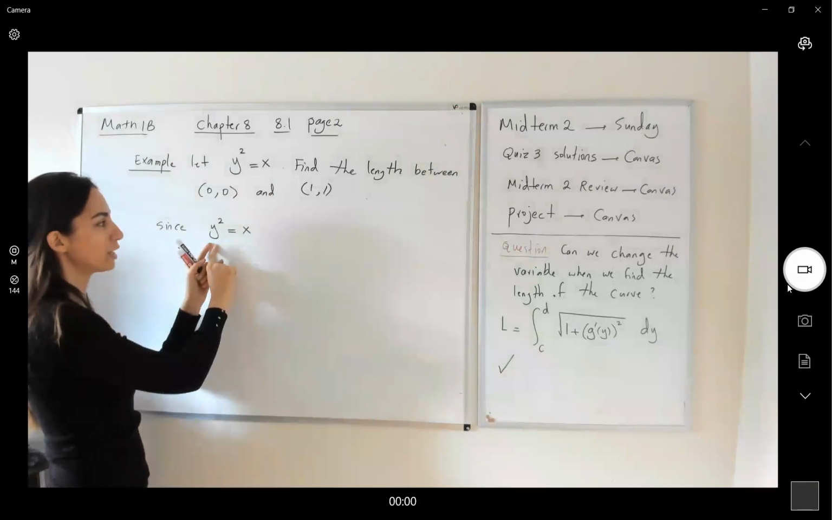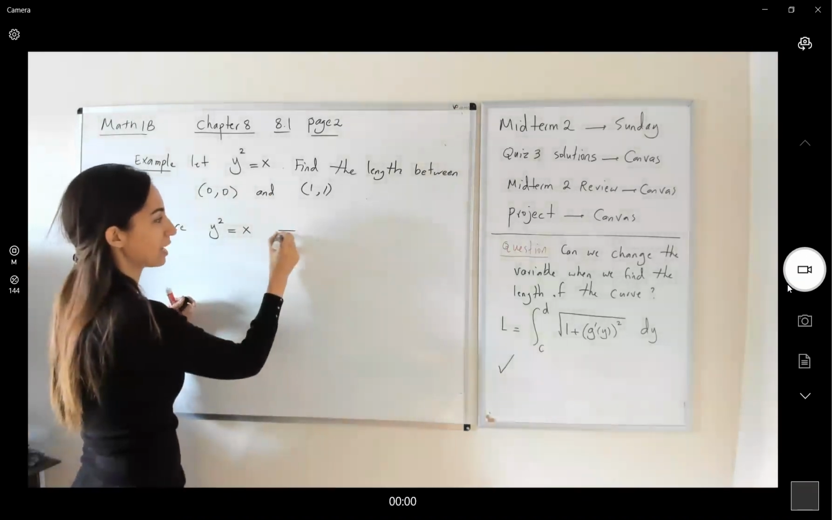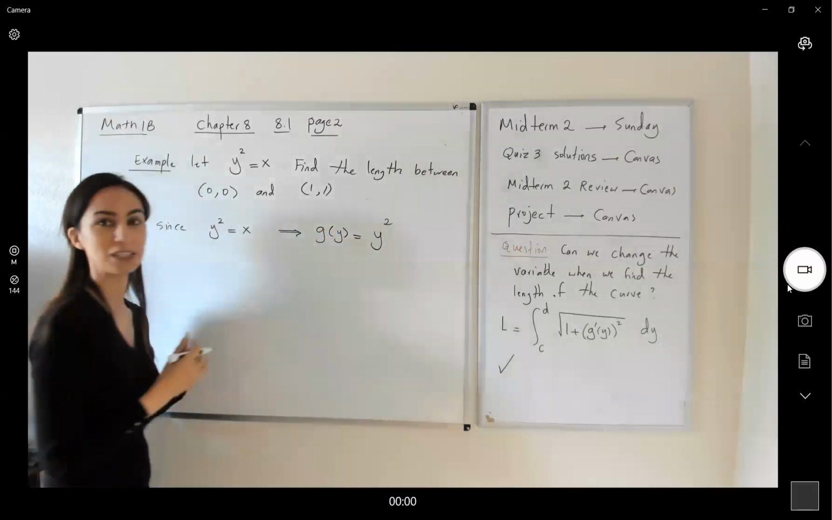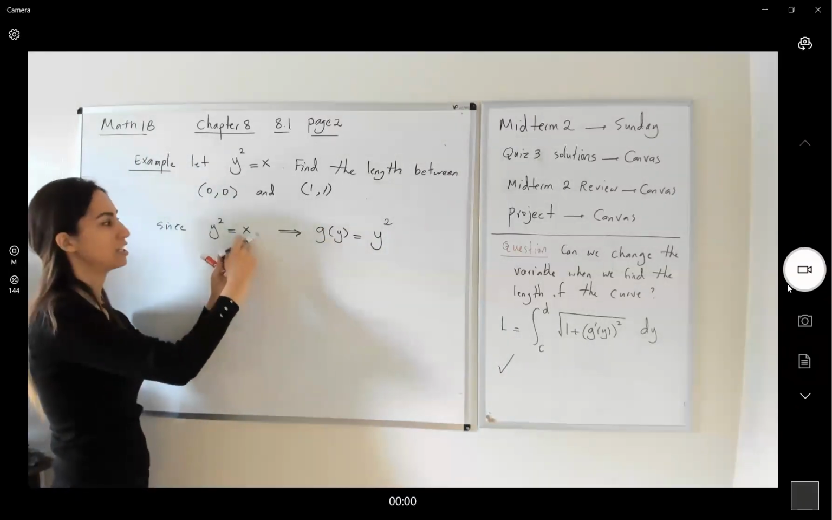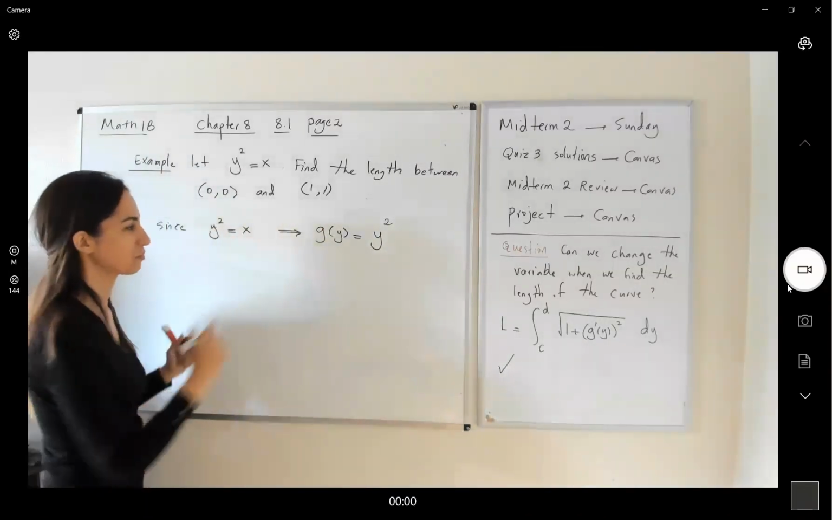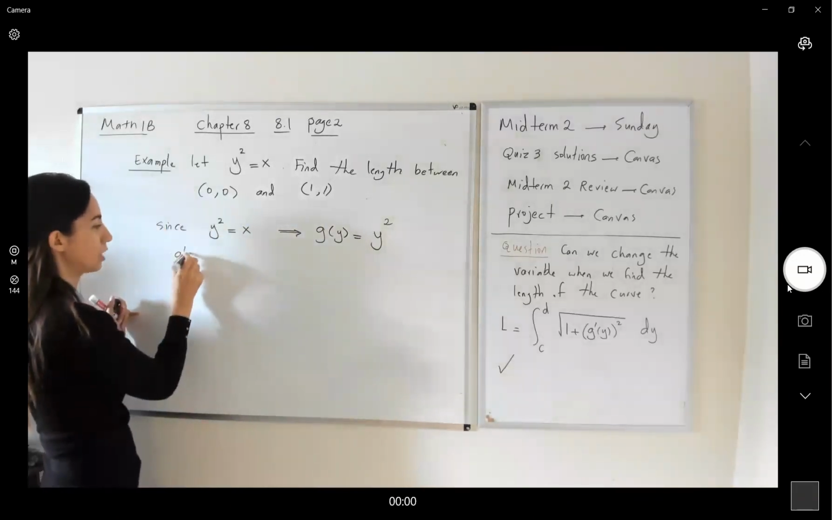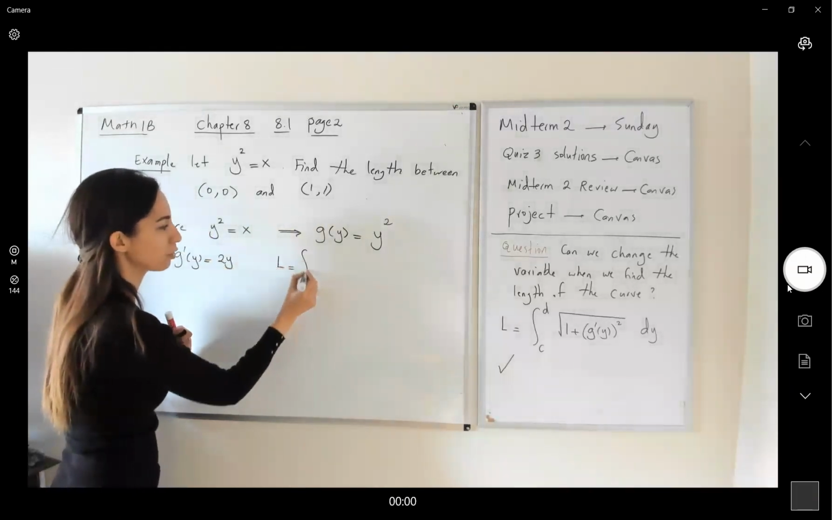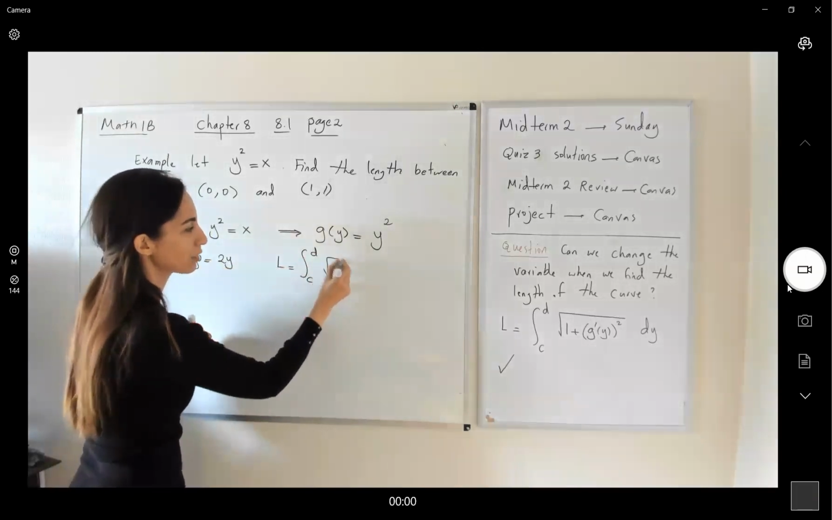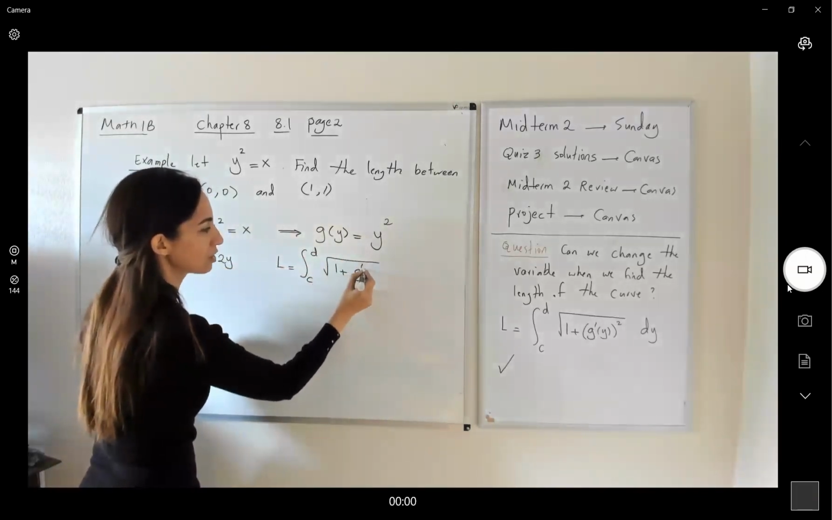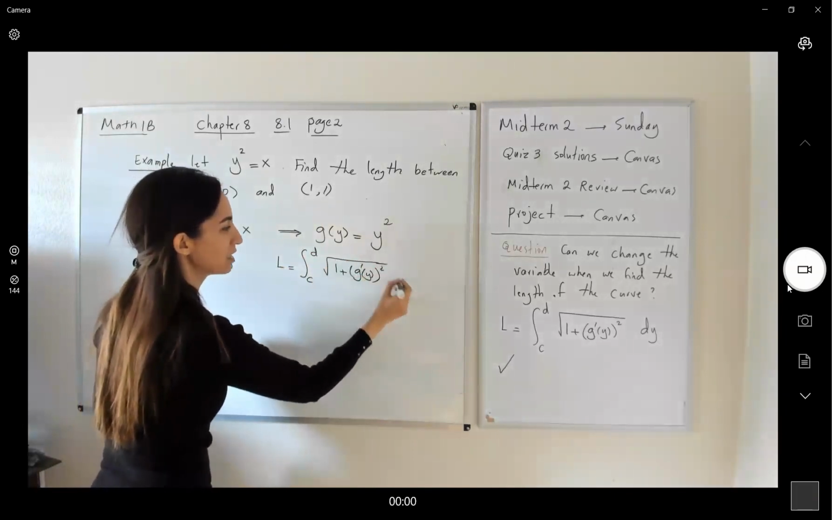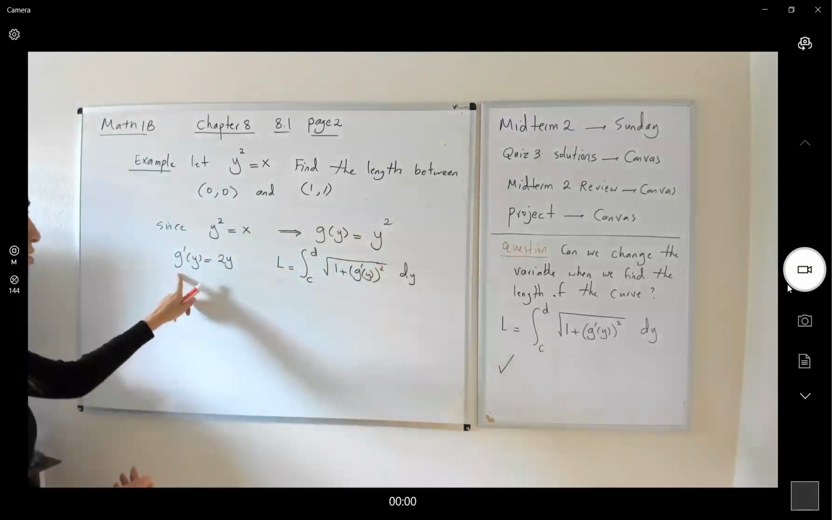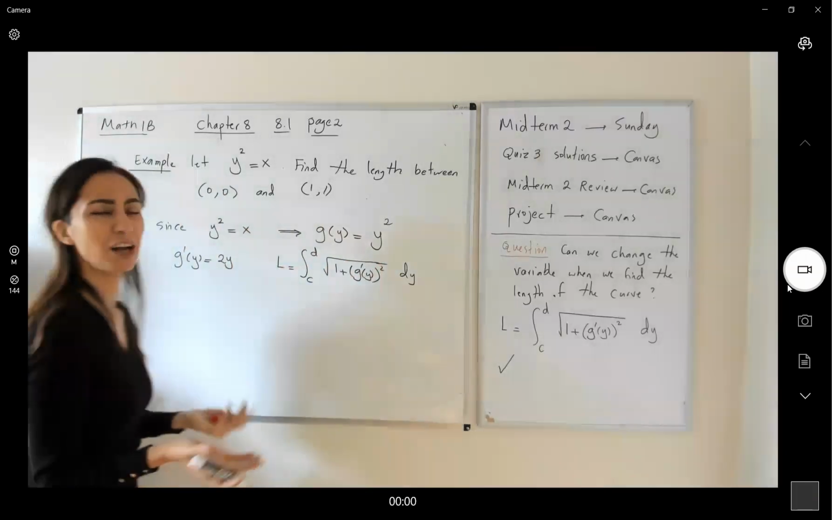So y squared is equal to x. It means that g of y is equal to y squared. You rewrite your function in terms of y. So g prime of y is equal to 2y. L is equal to the integral from c to d of the square root of 1 plus (the derivative of g with respect to y) squared, dy. The derivative of g with respect to y is just 2y.